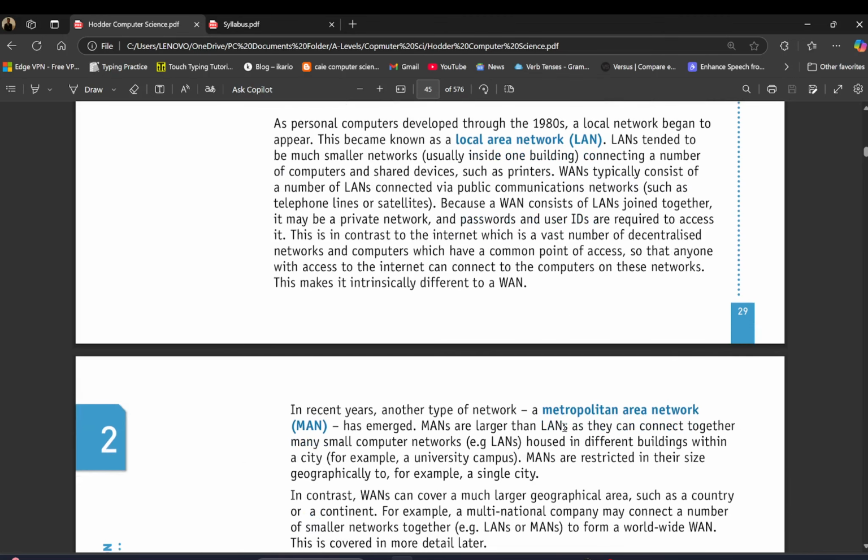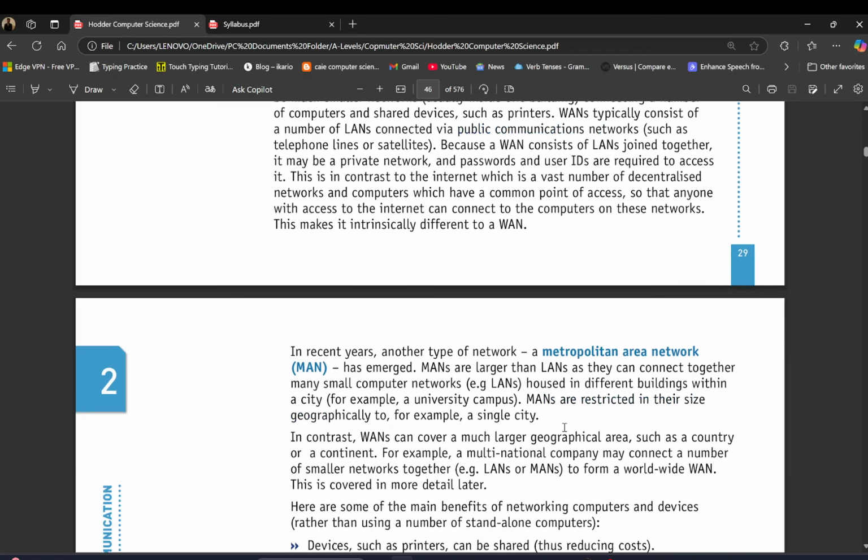And also in recent years we have developed a new form of network called metropolitan area network. That's basically larger than LANs, but smaller than WANs.